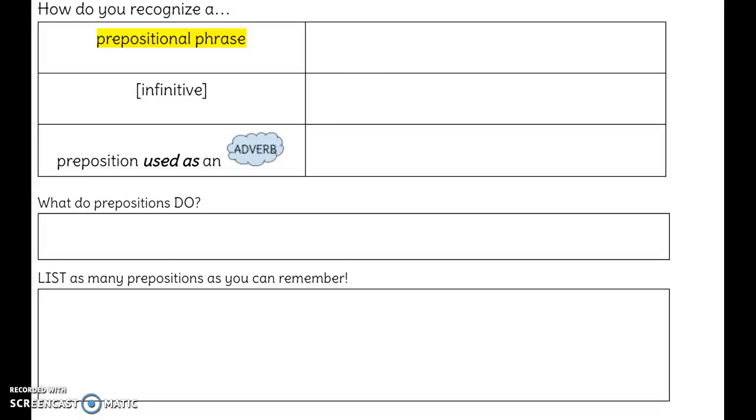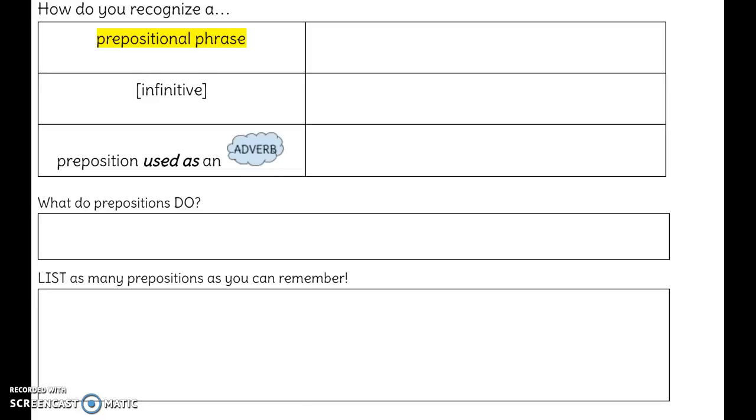This is a review of prepositional phrases. It's going to be very repetitive of what we did in class today, but the practice and the repetition is something that's probably going to help you as you've probably struggled a little bit with finding prepositional phrases. So we're going to review first what is a prepositional phrase. How do you recognize one?